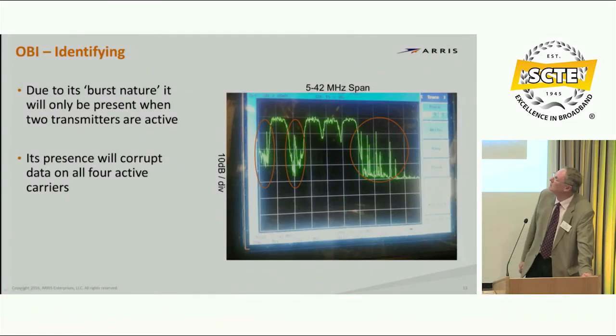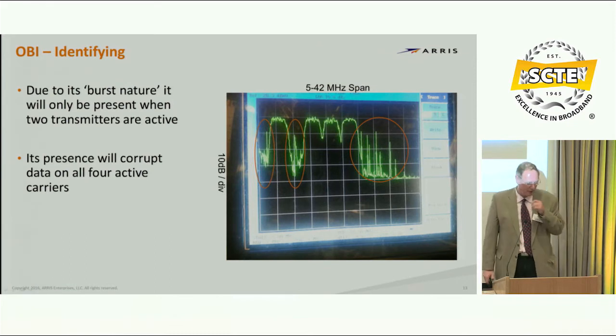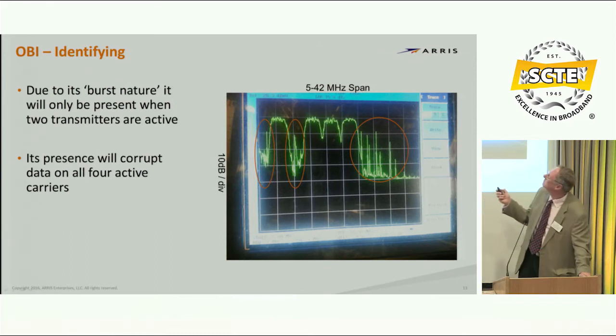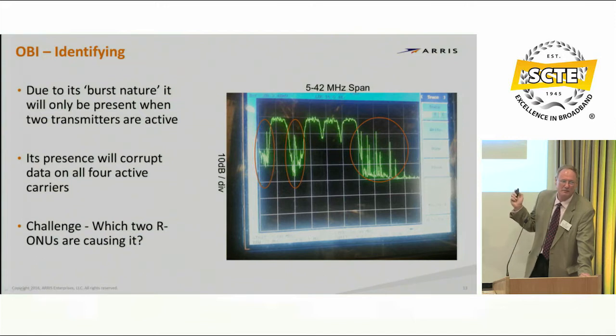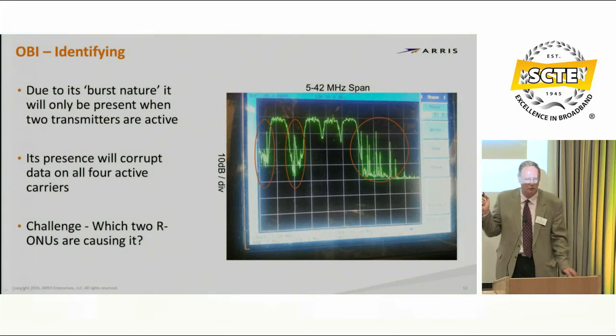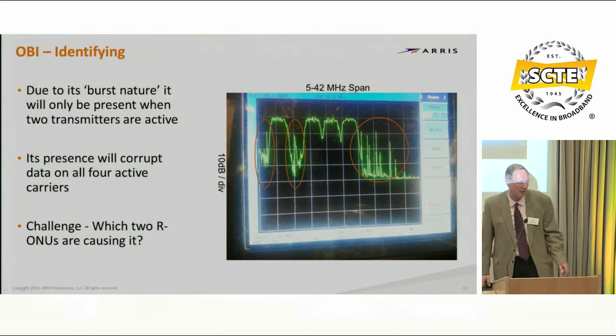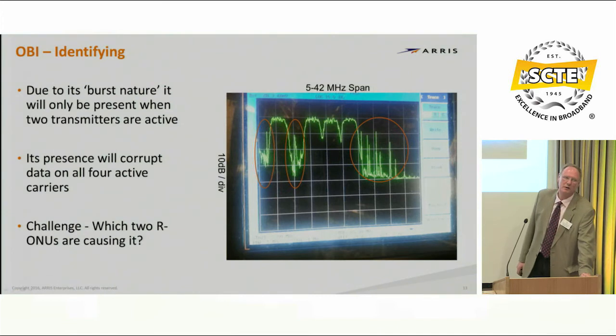Here's another active network, again in the US, with 4 upstream carriers. You can see the OBI here and here and here. It's the characteristic noise spikes that occur across your whole RF spectrum. And it's only there when they're transmitting. When it's there, it's corrupting the data on all 4 of these channels. The challenge you have is, of those 4 channels, which 2 are causing the OBI? And actually from this, you just can't tell. You just can't identify which 2 transmitters are causing the problem. It could even be 3 transmitters causing it, but you just don't know because you know it's going to move.